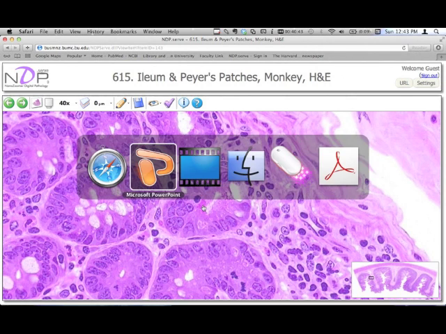Let's go back to our little drawing pad and take a look at what the difference between the cells should be. Alright, so we've got two cells.